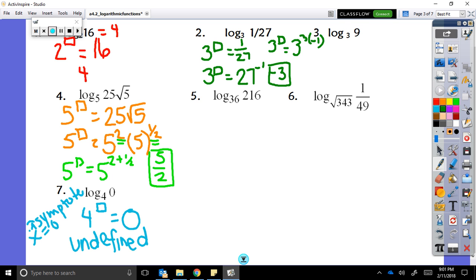Okay? This next one's super easy. You should have gotten this one. 3 to the what power is 9? And that answer is 2. Okay? Alright, 5 and 6 are tricky. So let's talk through those.